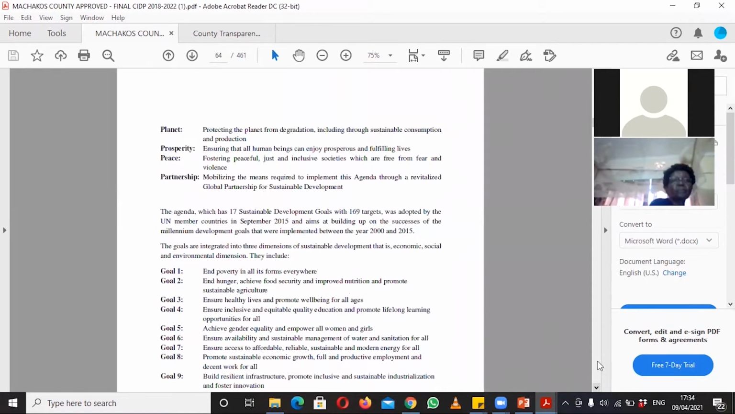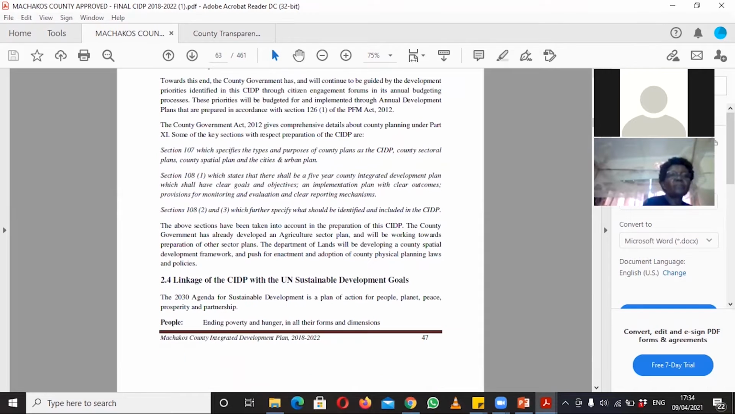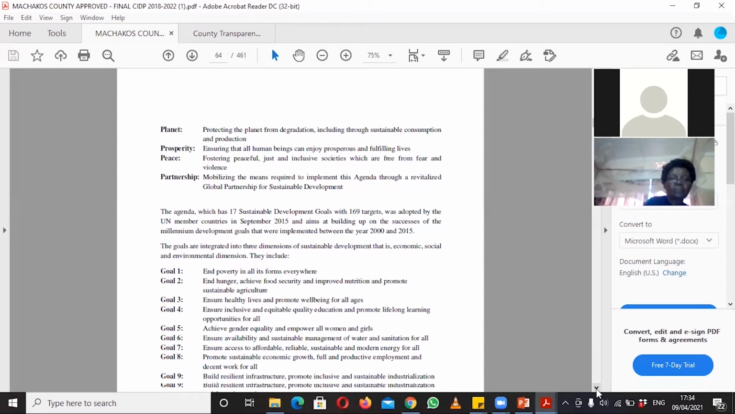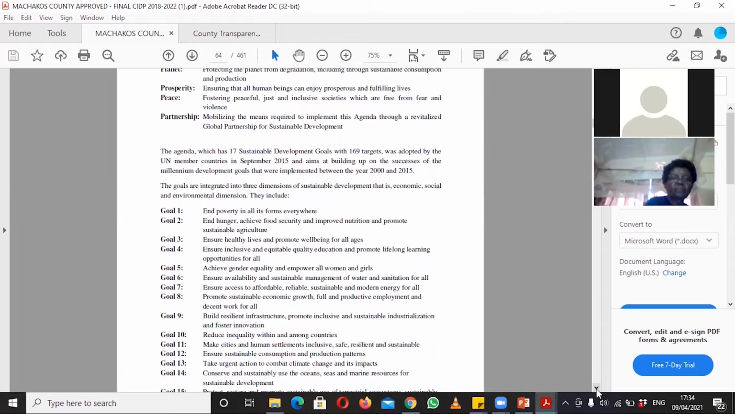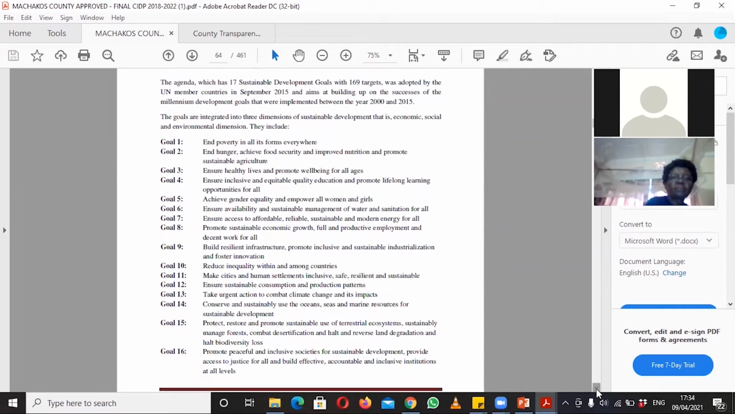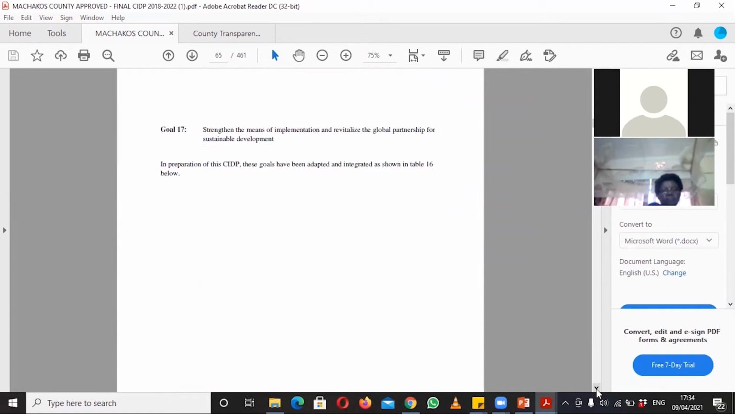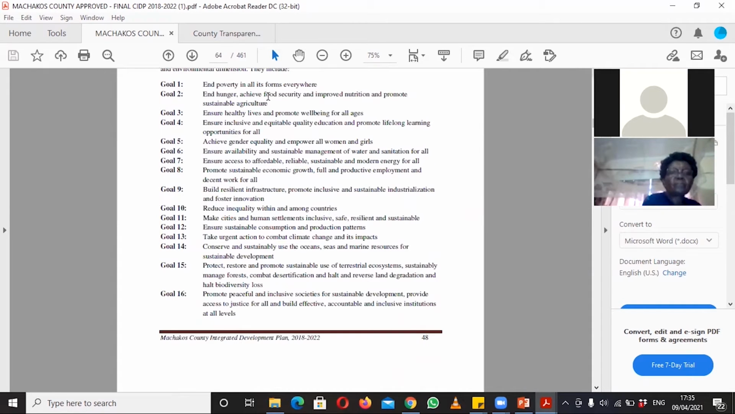It also has to be linked with the United Nations. The County Integrated Development Plan has to be linked with the United Nations Sustainable Development Goals when they are designing it. You know, now there are all these goals up to goal 17, and you find that they incorporate all of them. You can see goal 1, end poverty in all its forms everywhere. So the CIDP has to address that as well.